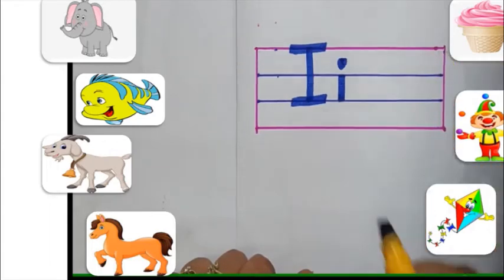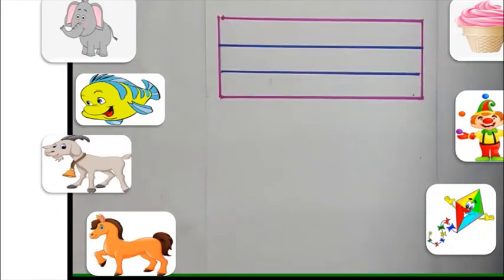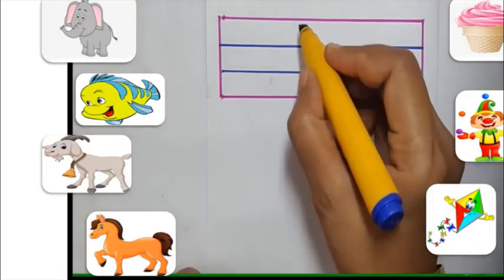What is the sound of I? Correct. Ih, ih, ice cream. The next letter is, what comes after I? J, correct. So let us start writing letter J.